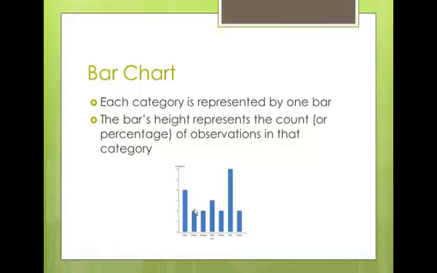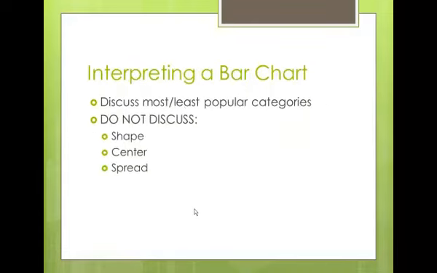Now that's important because when we talk about histograms, we're going to interpret them in different ways than we interpret bar charts. So you want to keep the two straight. So how do we interpret a bar chart? Well, we want to discuss the most and least popular categories. We don't want to discuss things like shape, center, and spread.